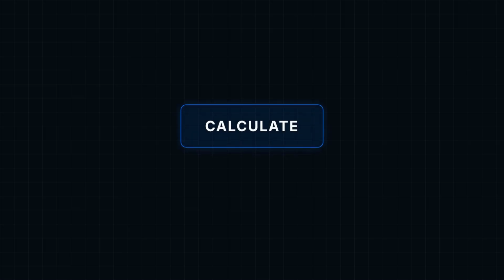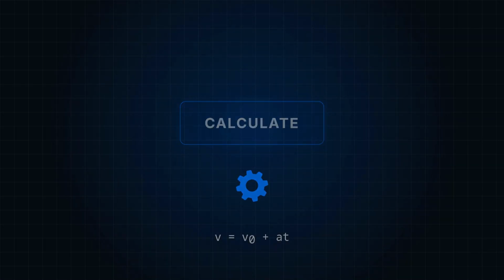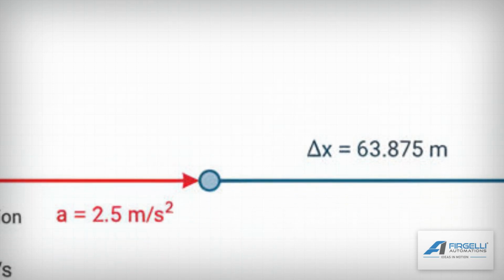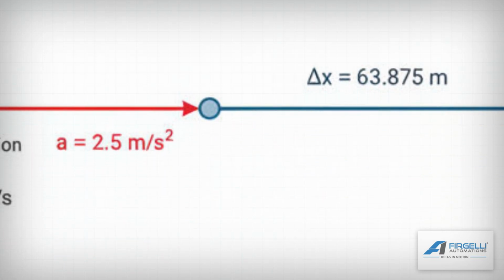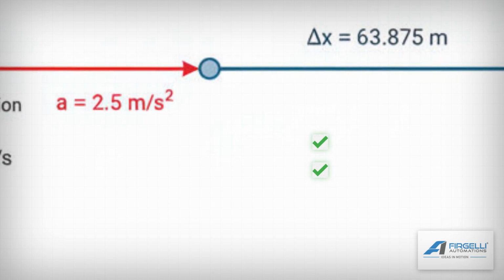When I click Calculate, the calculator determines the final velocity using the kinematic equation. The primary result shows the calculated final velocity value. The additional results section displays related calculations, including the displacement over that time period, verifying the motion parameters are consistent.